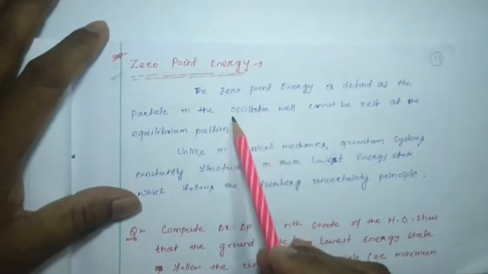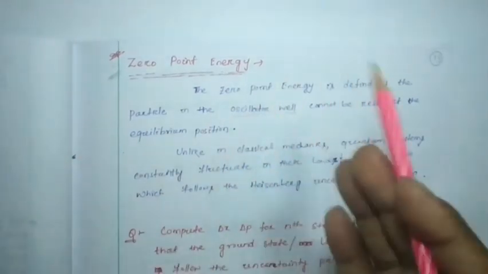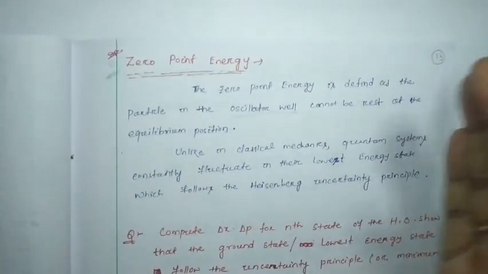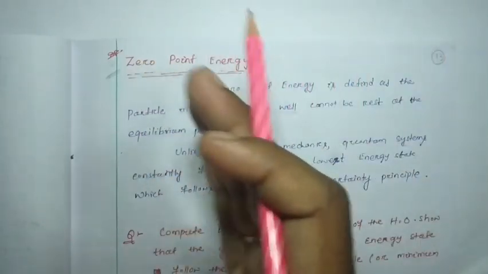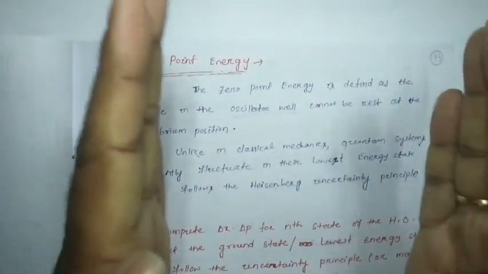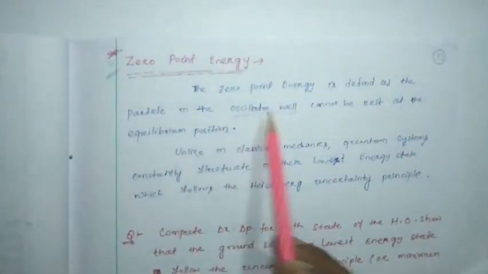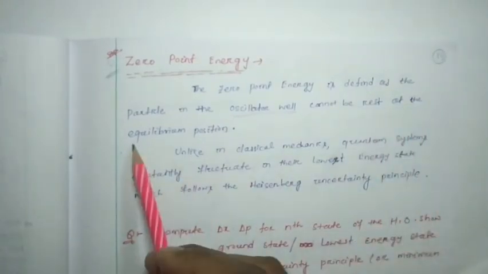The particle in the oscillator well. Oscillator well means it is oscillating like this. So up to this much distance it is moved along the right-hand side, and like this it is oscillating. Or we can say it is oscillating in the potential, the potential well, the oscillator well. So a particle in the oscillator well cannot be at rest at the equilibrium position.